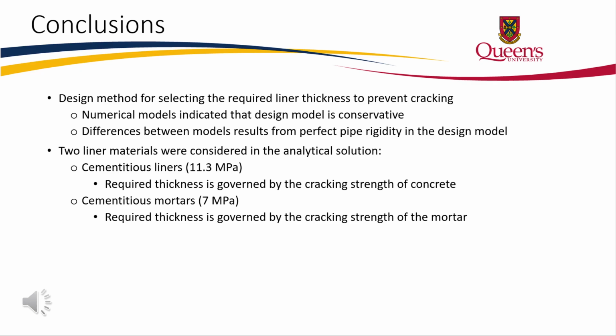The failure mechanism critical to the liner design appears to rely on how the tensile strength of the liner material compares to the tensile strength of the host pipe. If the liner has a much higher tensile strength, then the cracking strain of the concrete pipe governs design. As the tensile strength of the concrete pipe approaches the tensile strength of the liner, the cracking strain of the liner governs design.